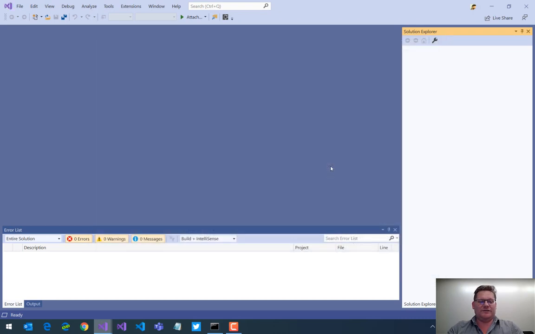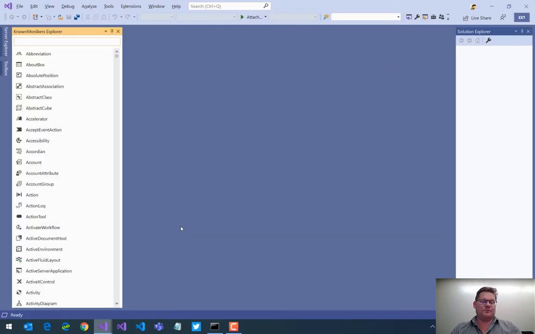So that is one very easy way to differentiate the different workloads and have Visual Studio customized for each of them.